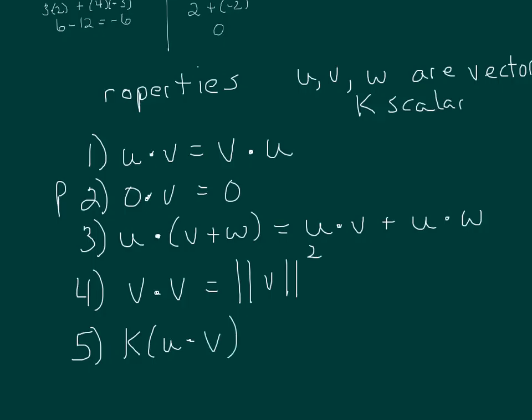All right, if we take a scalar times a dot product, we could do k u dot product with v, or u dot product with k v. So we're going to look at some different examples of that in just a second.